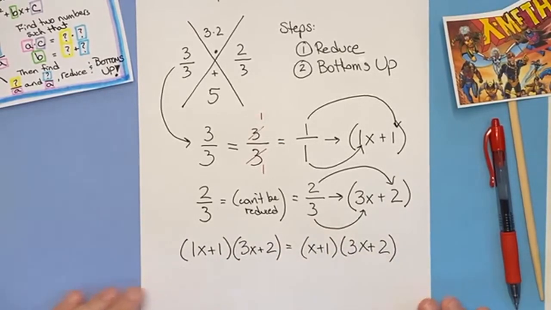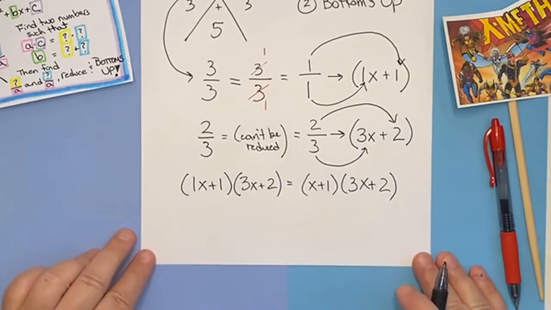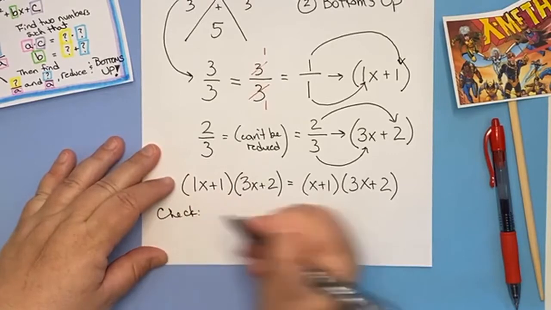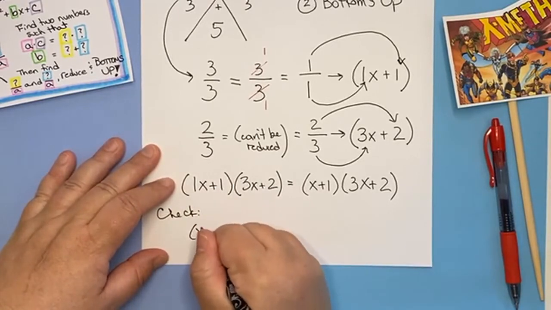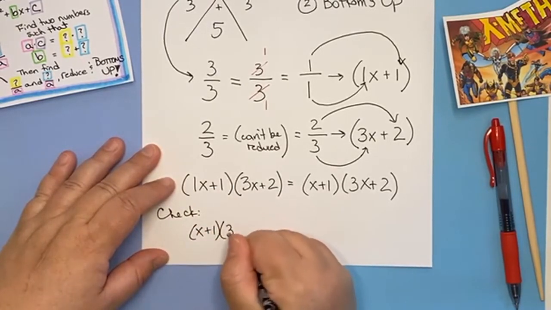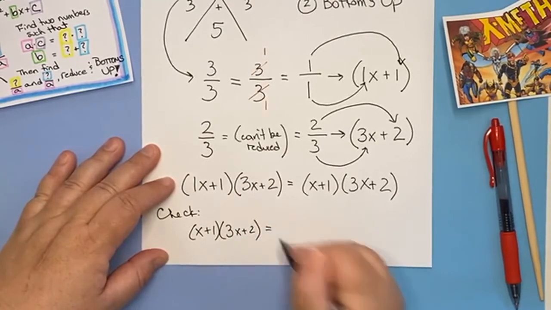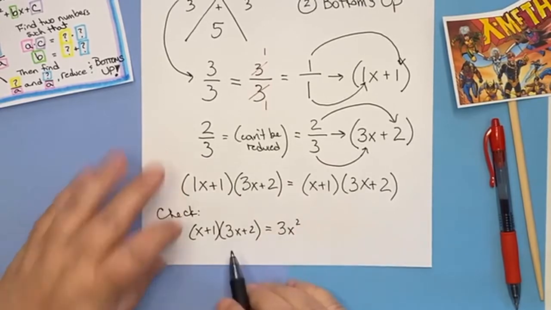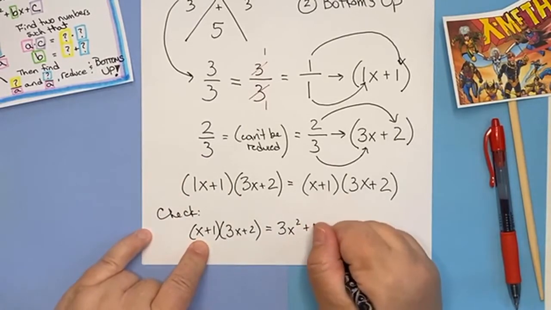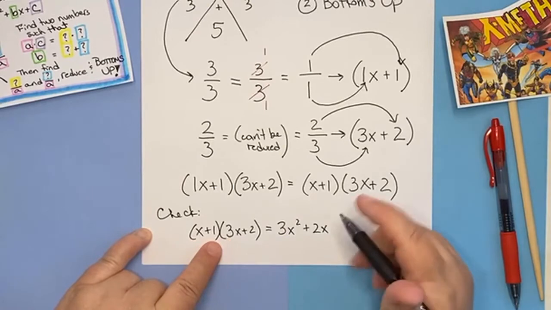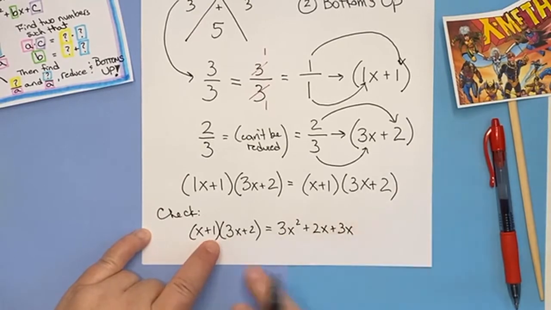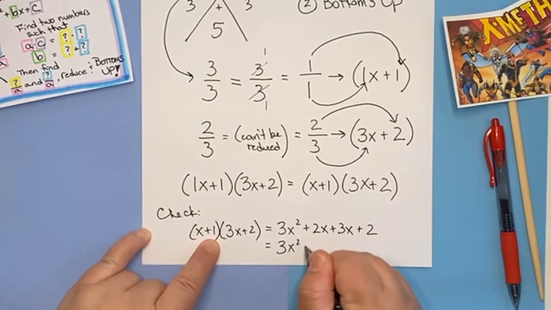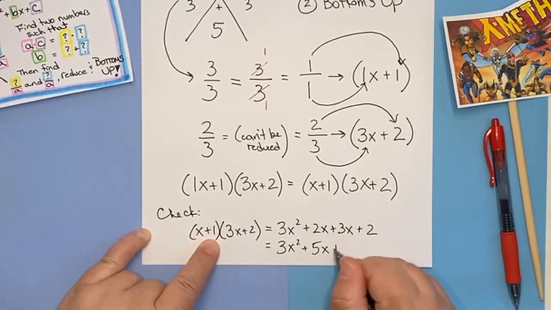Now, what should you always do? Well, you should always check your work. Let's check this. I've got x plus 1 times 3x plus 2. And then I'm going to use FOIL. So it's 3x squared first, those 2. Then outer plus 2x. Then inner plus 3x. And then last, 2 times 1 is 2. And I get 3x squared plus 5x plus 2.